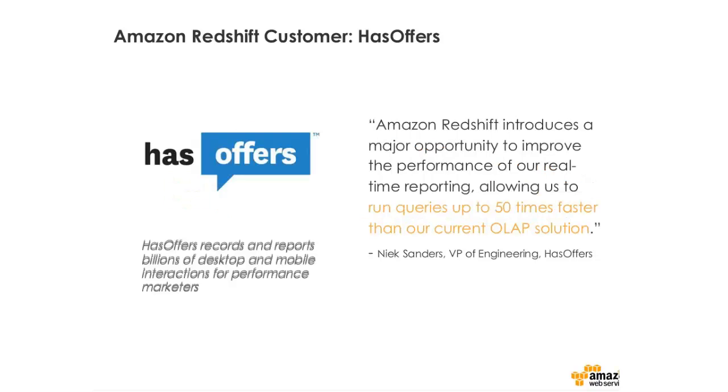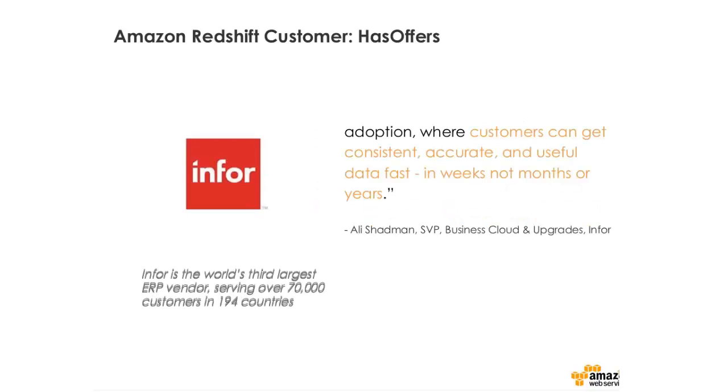HasOffers is mobile app optimization, and this is an area that's exploding as well with all of the interest in mobile devices and tablets. And again, here it's about query performance and the ability to iterate and develop better analytic models more quickly. And Infor is the world's third largest ERP vendor, and they've got 70,000 customers worldwide. They announced that they're integrating Redshift into their SkyVault product, which is an enterprise analytics product that does analytics on data flow within the enterprise, and they're using Redshift under the covers to provide high-performance, low-cost data warehousing to their customers.